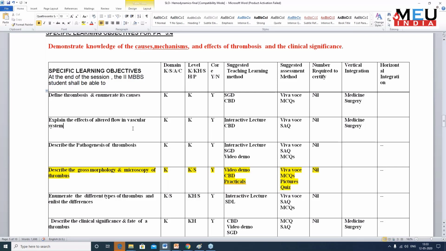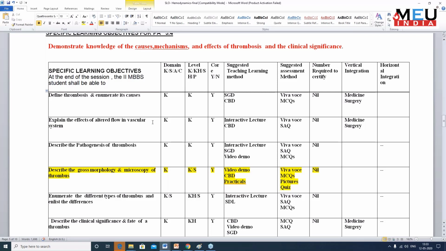Actually, I split the thrombosis part into normal hemostasis and the abnormal component. I have tried to divide it as much as possible, but there is an overlap. I am not able to have it completely segregated. The continuity will be there when we discuss along with Virchow's triad, because it's easy for the student to understand all the components of the formation of a thrombus. So the next SLO also, describe the pathogenesis of thrombosis, again an overlap, because we are going to already tell them everything in detail.